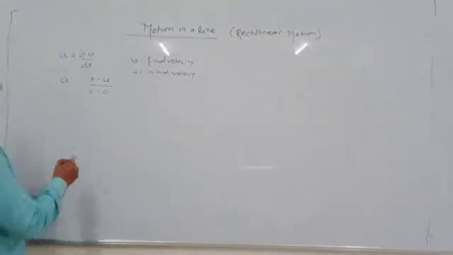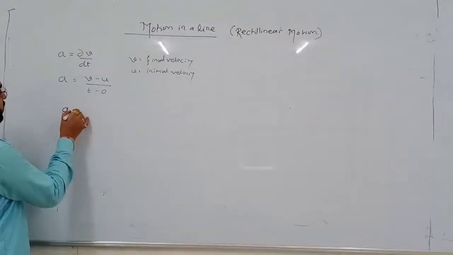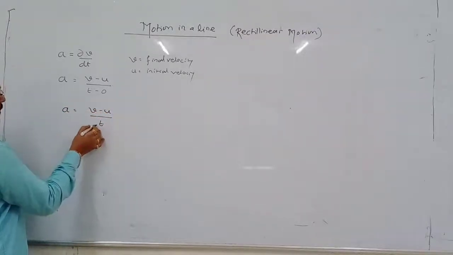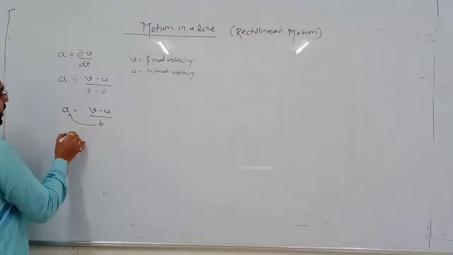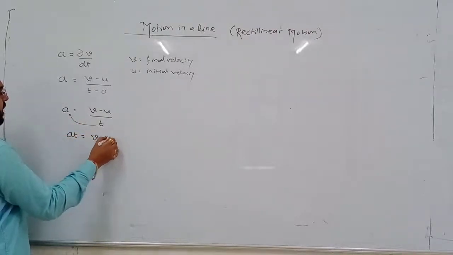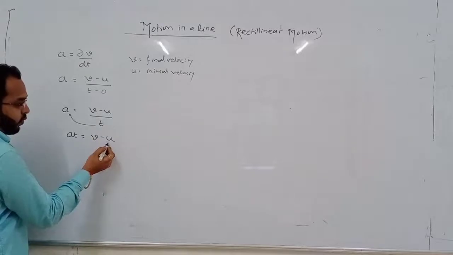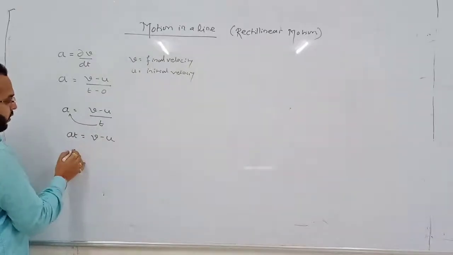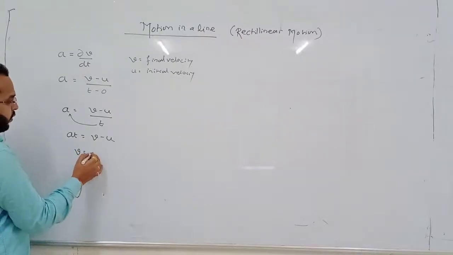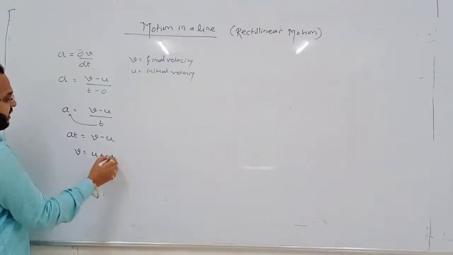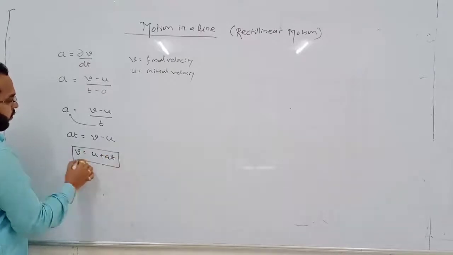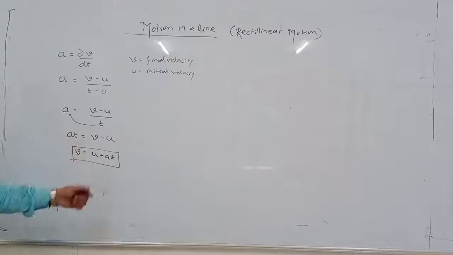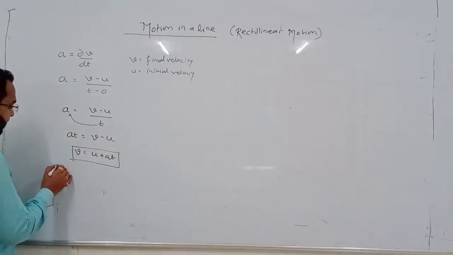So t2. So acceleration will be v minus u upon t. Cross multiply, a will come this side. It will be at is equal to v minus u. This minus u, when it comes to this side, will become plus u. So velocity v is equal to u plus at. Velocity v is equal to u plus at. This is the first kinematical equation.